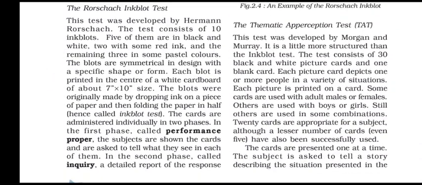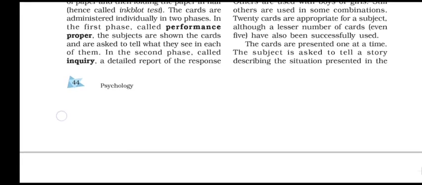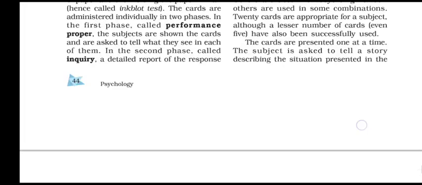The Thematic Apperception Test. This test was developed by Morgan and Murray. It is a little more structured than the inkblot test. The test consists of 30 black and white picture cards and one blank card. Each picture card depicts one or more people in a variety of situations. Each picture is printed on a card. Some cards are used with adult males or females, others are used with boys or girls, still others are used with some combinations. 20 cards are appropriate for a subject, although a lesser number of cards have also been successfully used. The cards are presented one at a time.